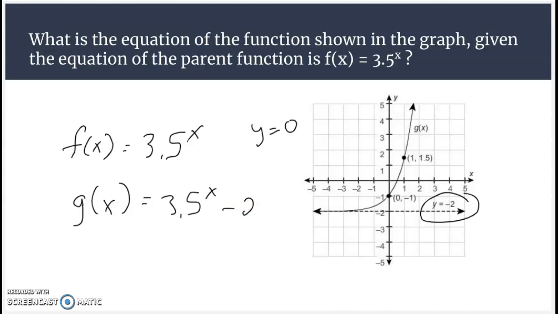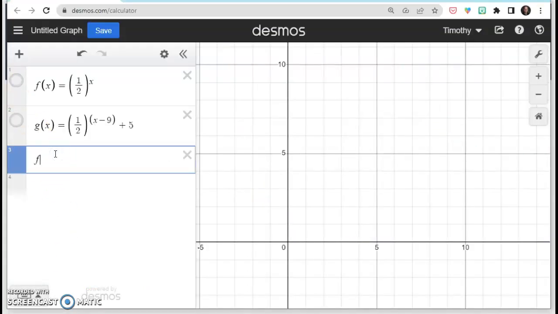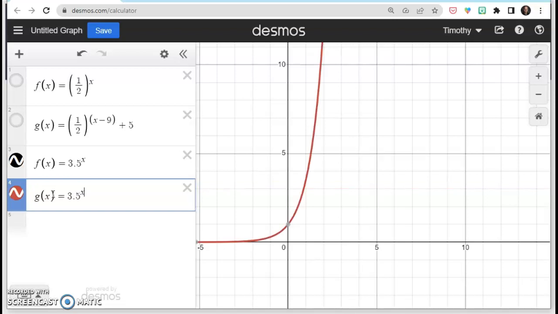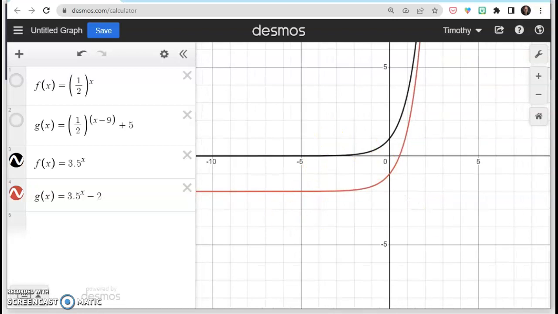And we can verify this on Desmos. Check these out real quick. F of x equals 3.5 raised to the power of x. There's that. And then g of x, the new one, 3.5 to the power of x, and then minus 2. Notice it shifted down 2 spaces.